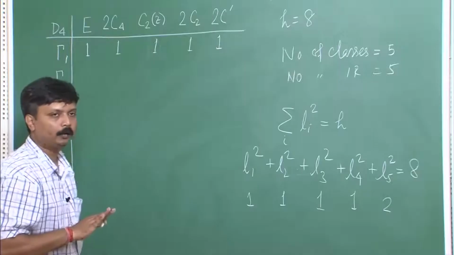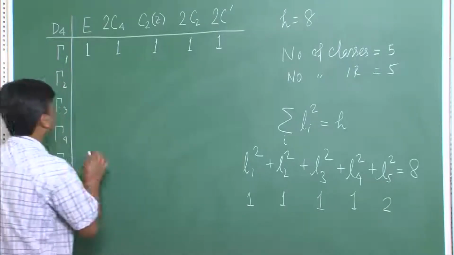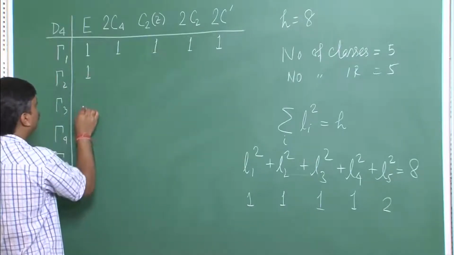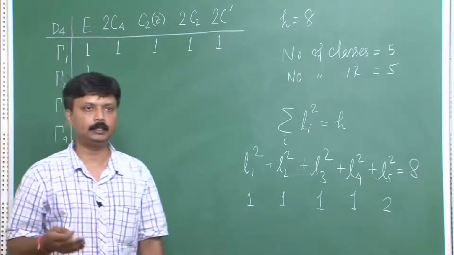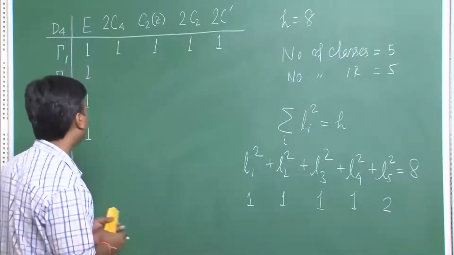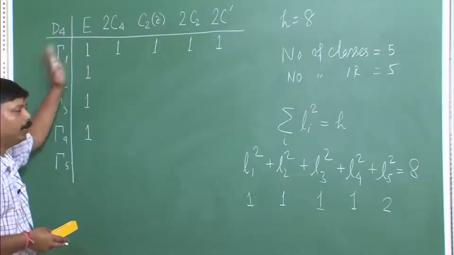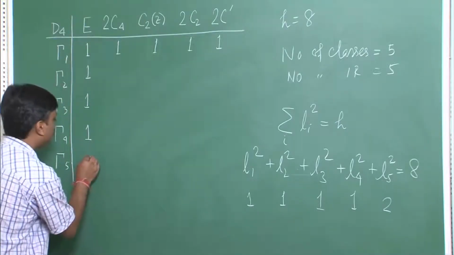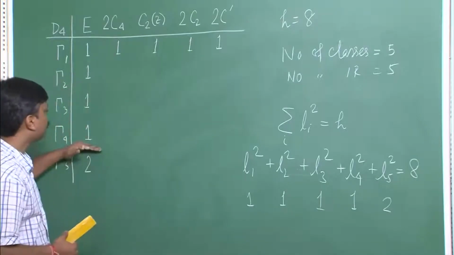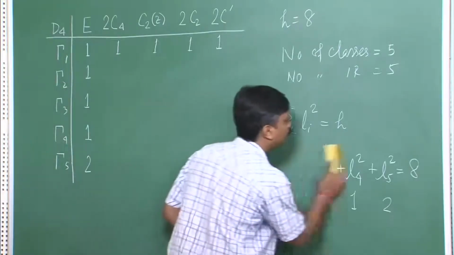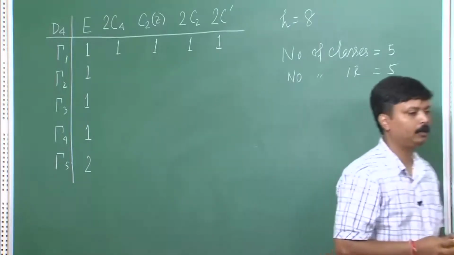Now, what else do we know so far? That there are 4 one-dimensional irreducible representations and 1 two-dimensional representation. The dimensionality of any representation, reducible or irreducible, is given by the character corresponding to the identity operation. Okay. So, this much we can write. Now, we have to fill out the rest of the places.